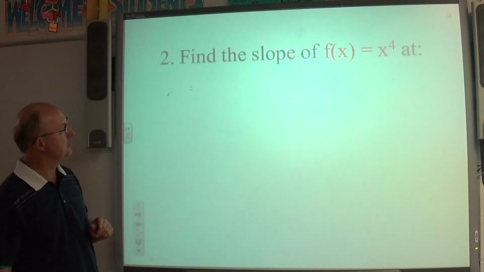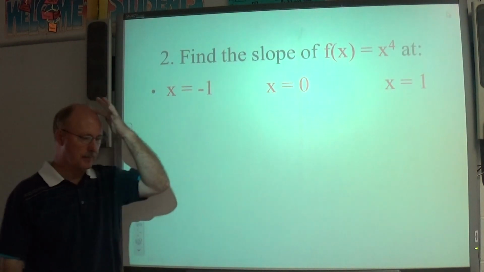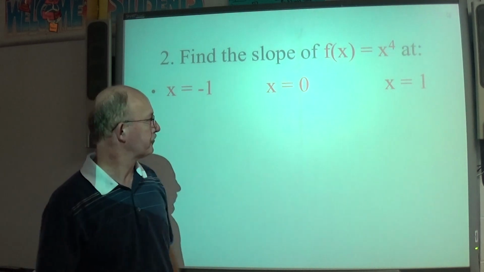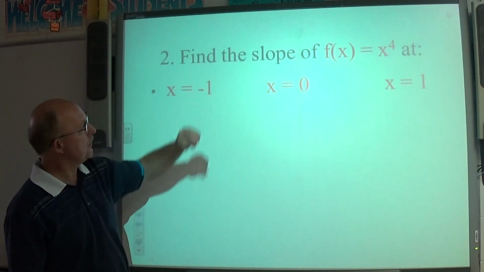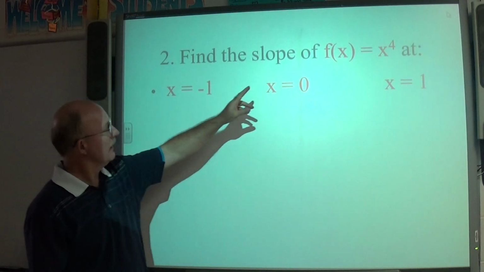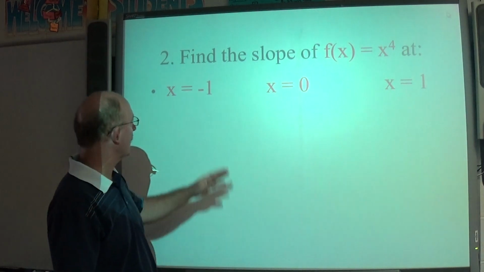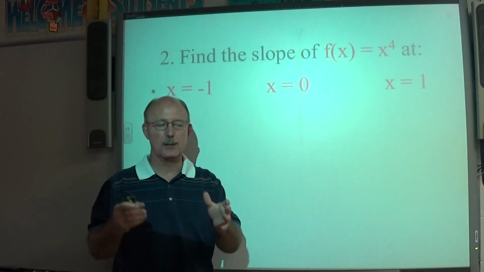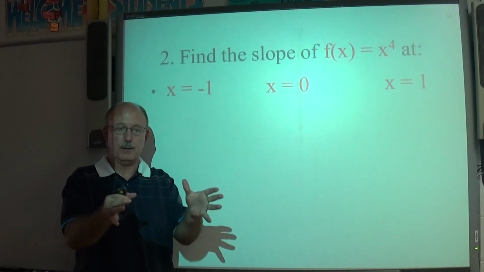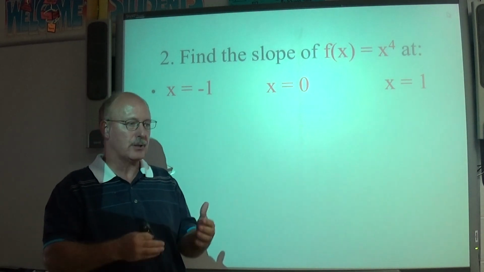Now, let's move on. Let's try another example, a slope example. It says, find the slope of f of x equals x to the 4th power at each of these x values. In the previous video, we looked at getting slope.